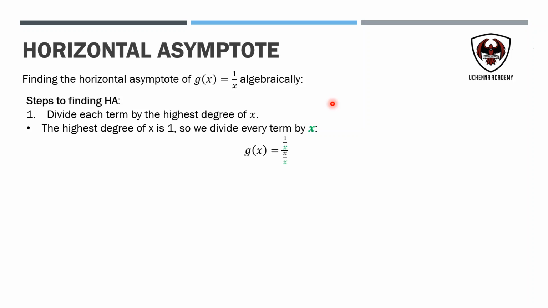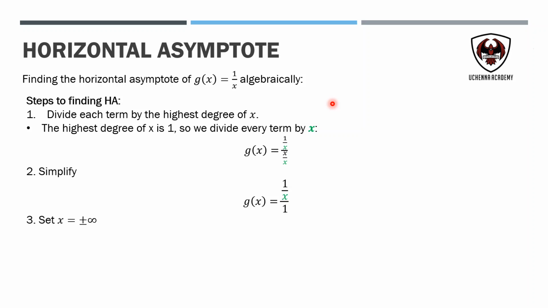And in this case, it's just 1 over x. The 1 in the numerator will get divided by x, and the denominator, x, will get divided by x. And then we simplify. And what happens when we simplify? Well, the denominator, x over x, just becomes 1. The numerator stays 1 over x.